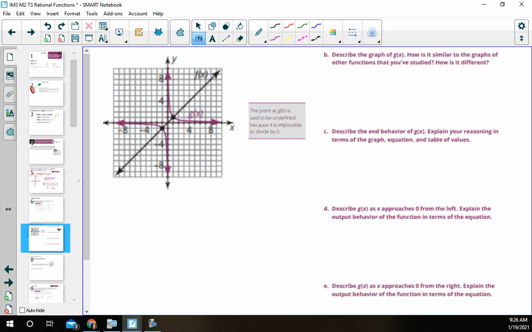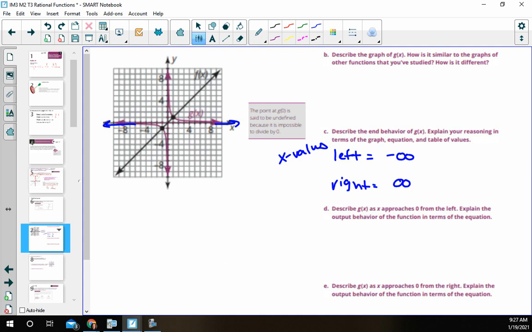Okay, so the next question says describe the end behavior. End behavior is about the x values, and it's what's happening on the end, so on the left side and the right side of my graph. What are the x values doing on the left side of my graph? If they keep going this way, they keep going to negative infinity. What are they doing on the right side of my graph? They keep going this way, so positive infinity.